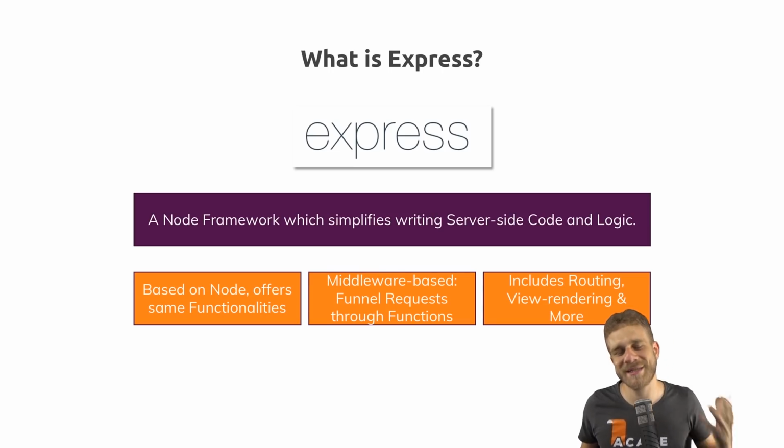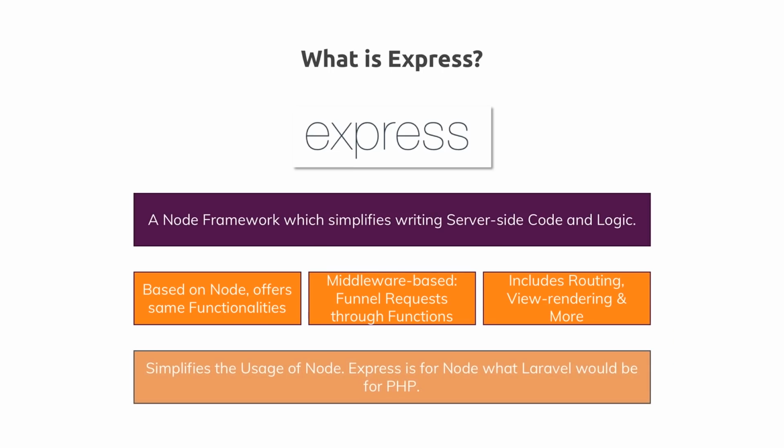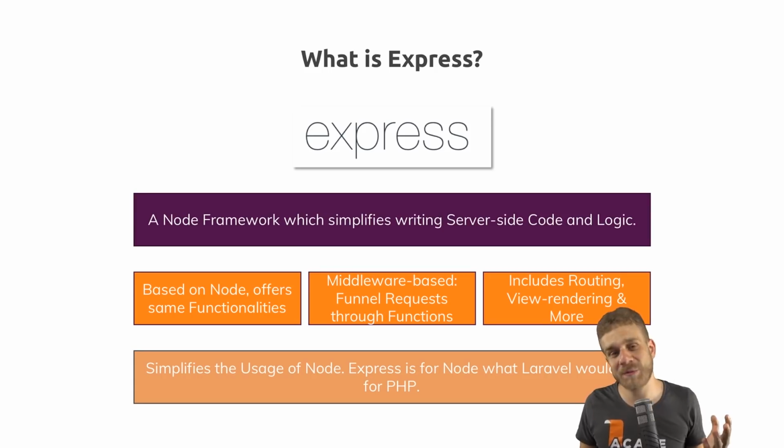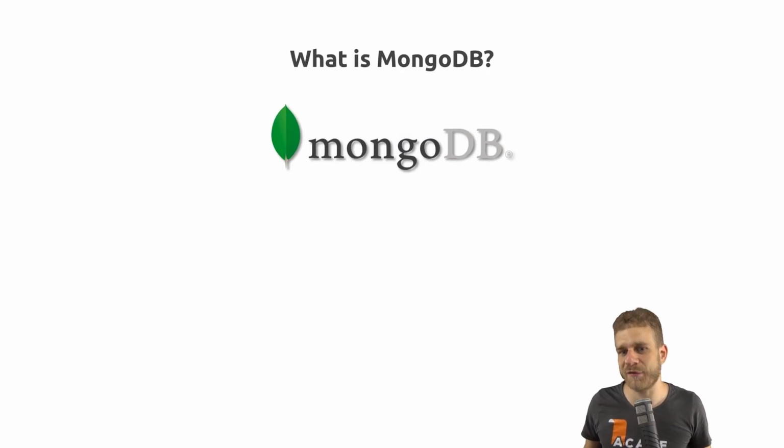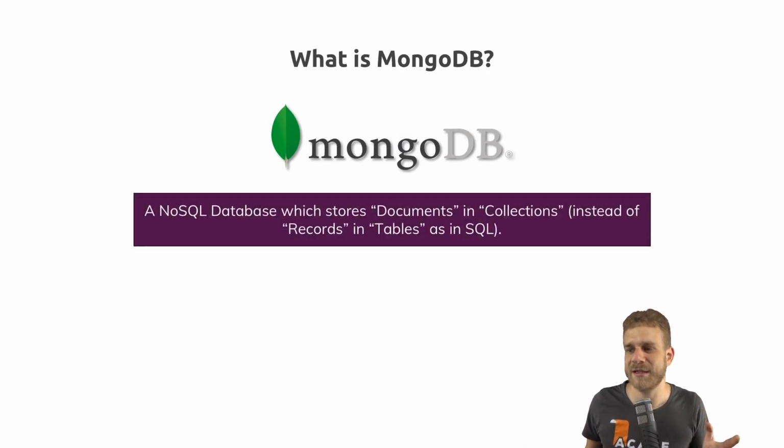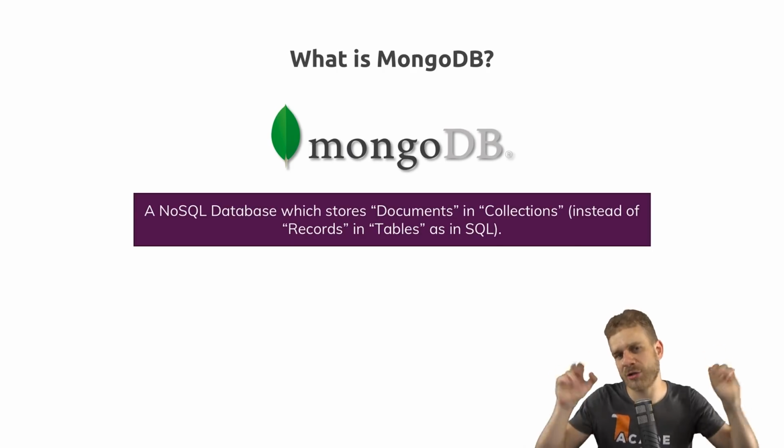So to sum it up, ExpressJS simplifies the usage of Node.js and is a tool we definitely want to use. If you have a PHP background, for example, you could compare it to Laravel for PHP. It makes things easier. There's one thing missing, and that is MongoDB, of course. MongoDB, as I already said, is a database. It's a NoSQL database, to be precise, and it stores so-called documents in so-called collections.